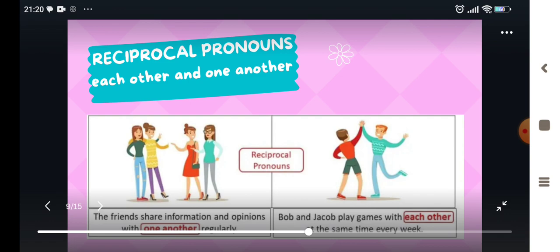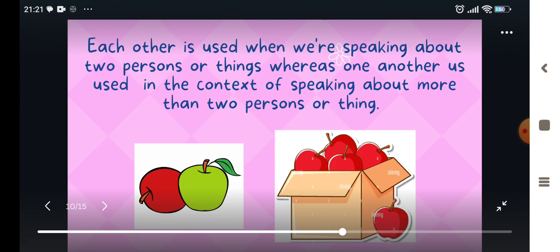Next grammar. Reciprocal pronouns each other and one another. The friends share information and opinions with one another regularly. Bob and Jacob play games with each other at the same time every week. Each other is used when we're speaking about two persons or things, whereas one another is used in the context of speaking about more than two persons or things.